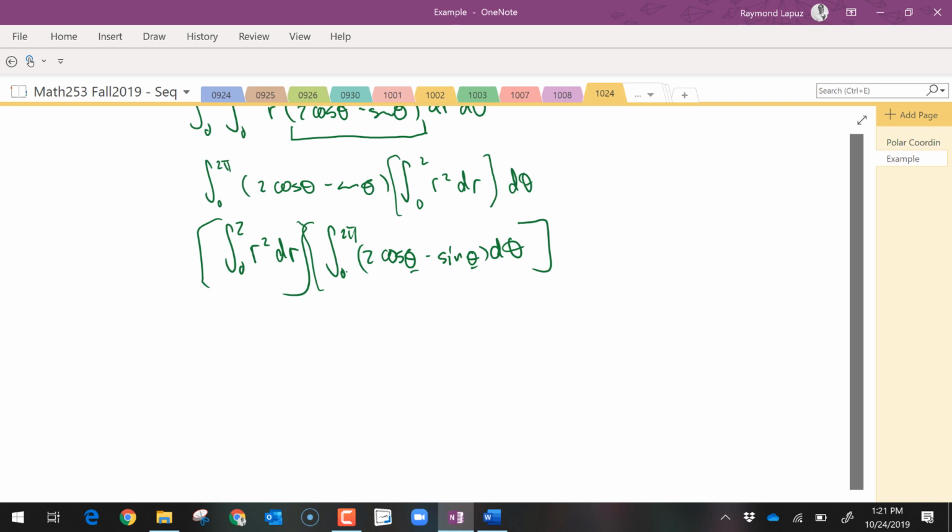In fact, you could do the first one in your head, right? r cubed over 3. Yeah, so 2 in there, and 0 is going to be 0. So that 2 cubed over 3, that's 8 over 3. And then, again, the sine and cosine, the 0 to 2 pi will make it become 0 anyway, so the whole thing is going to be 0.